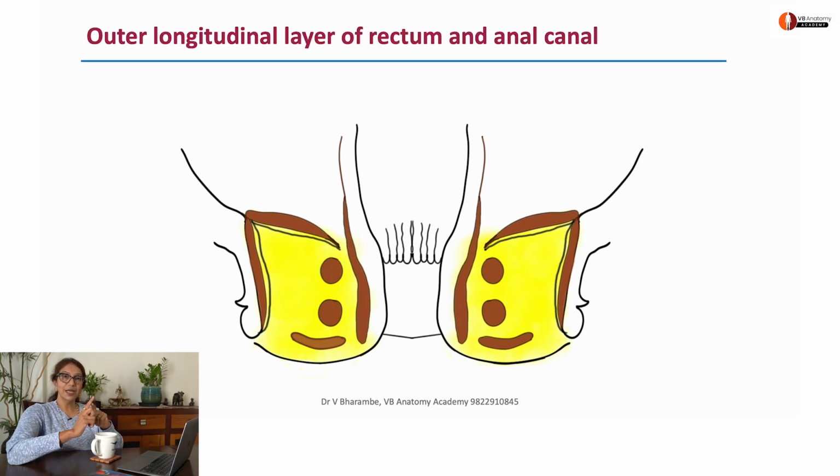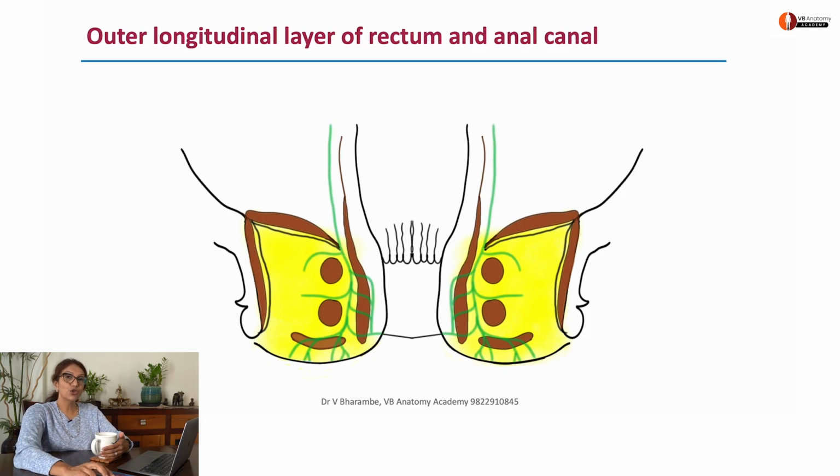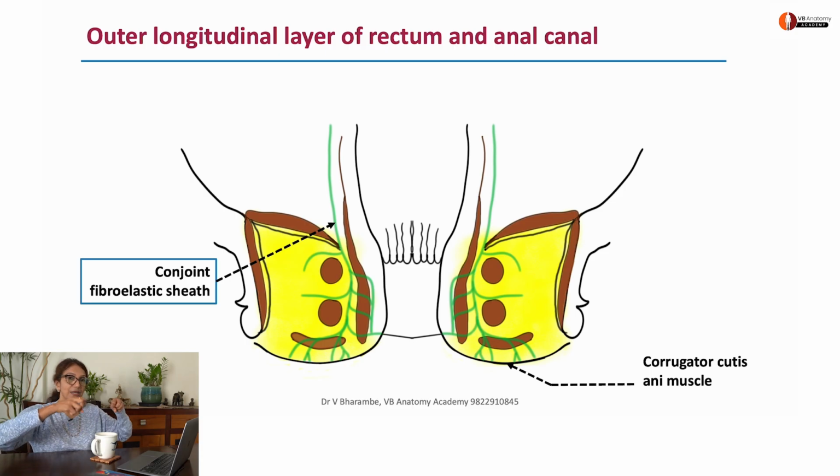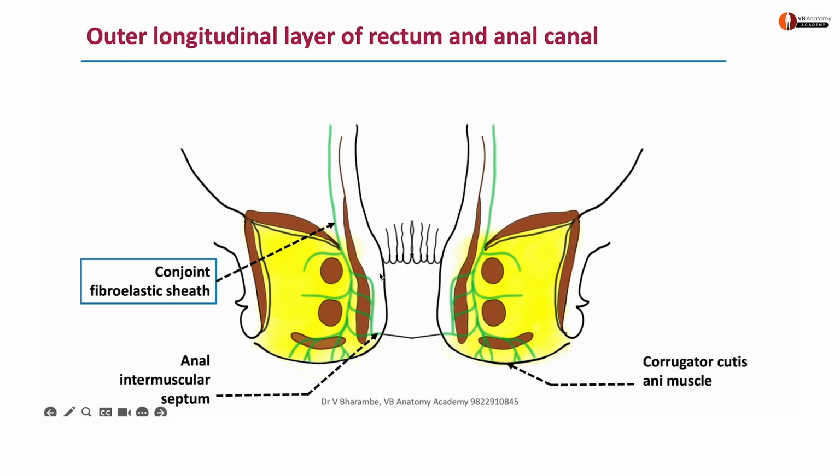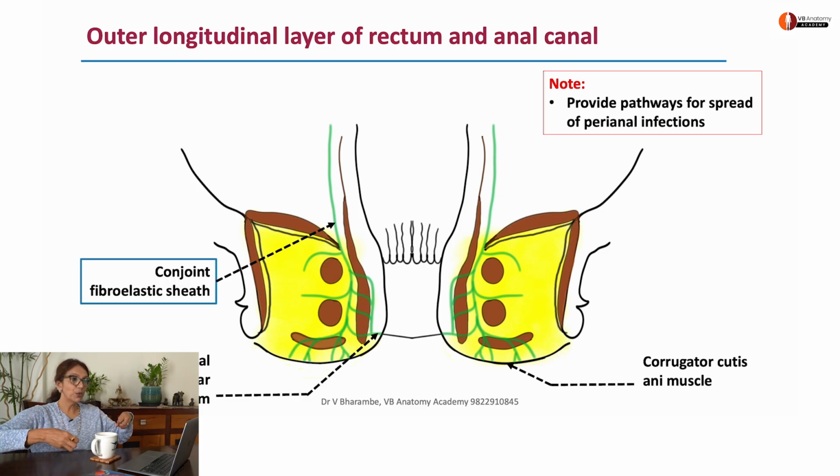You saw the inner circular layer forming the sphincter ani internus. What happened to the outer longitudinal layer? The outer longitudinal layer descended down, joined with the levator ani muscle to form a conjoined fibroelastic sheath. This sheath descends down, splits and gets attached to the skin or passes through the subcutaneous sphincter ani externus to form the corrugator cutis ani muscle. It attaches itself to the Hilton's white line, forming the anal intermuscular septum. This longitudinal muscle is said to provide pathways for spread of perianal infections.